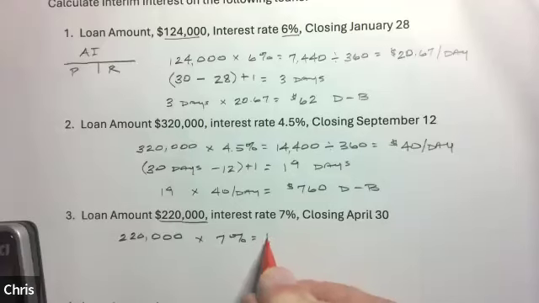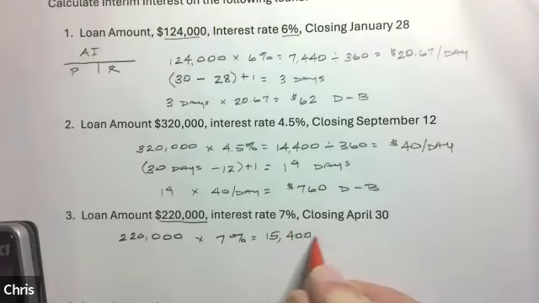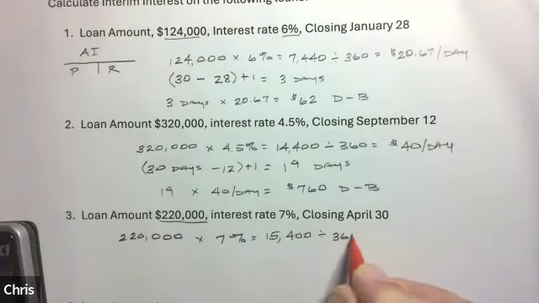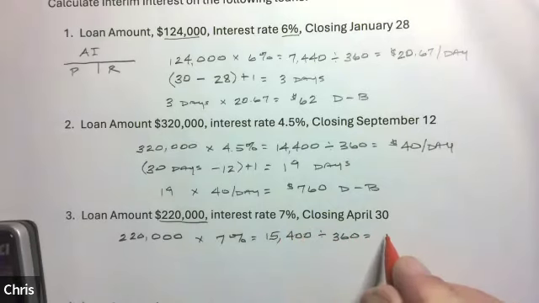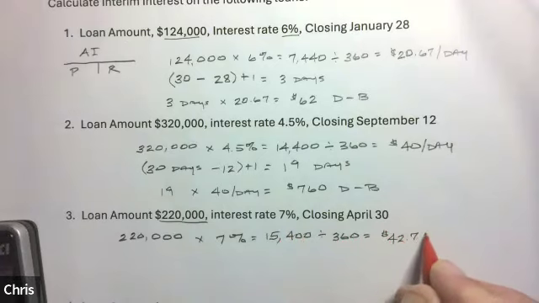Is 15,400. There's your annualized interest, but let's divide it by 360. And what you will find is that the interest is $42.78 per day, roughly. $42.78 per day. Now, notice what we did to you here. We're trying to trick you.